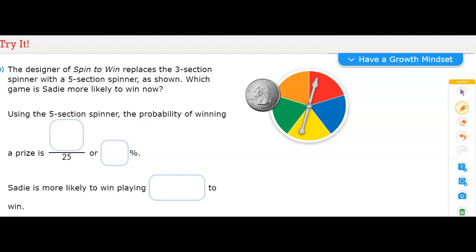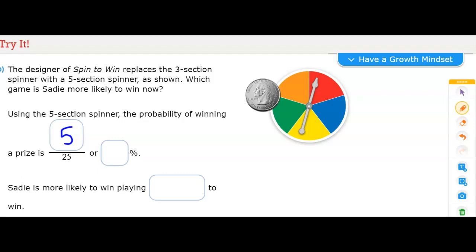Now that the game has switched, each time she still has to get the same color twice, but each time she spins, there's 5 different colors this time instead of 3. So she has 5 favorable outcomes. So 5 will become that numerator, and there's 25 possible outcomes because each color she's spinning 5 times and could get the possibility of each color. So that's how you get the 25.